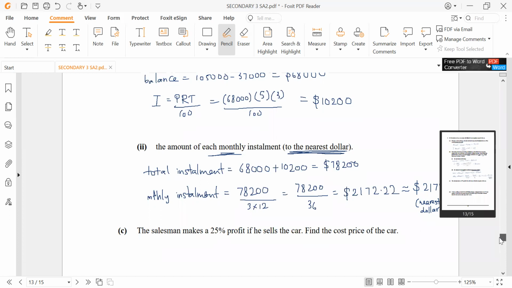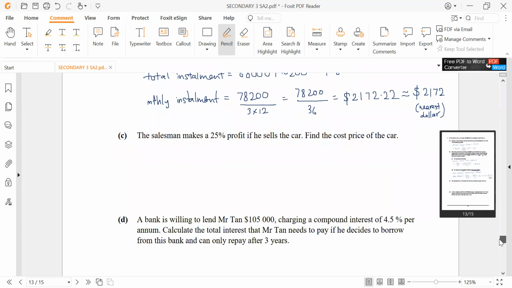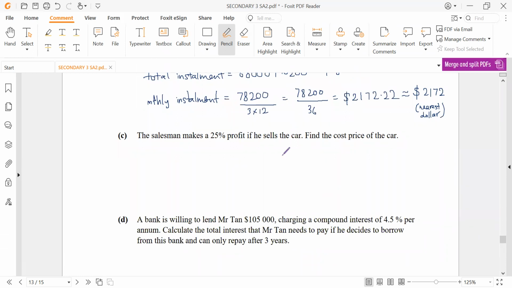So part A done, part B done. Part A and part B are not related to each other. Part C and part D is also not related to each other. So part C, the salesman. This question is a bit confusing. Listen carefully. The salesman makes a 25% profit if he sells the car. Find the cost price of the car.